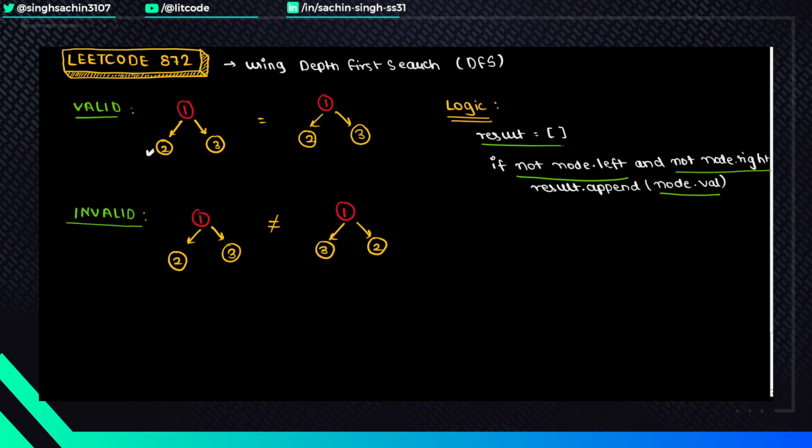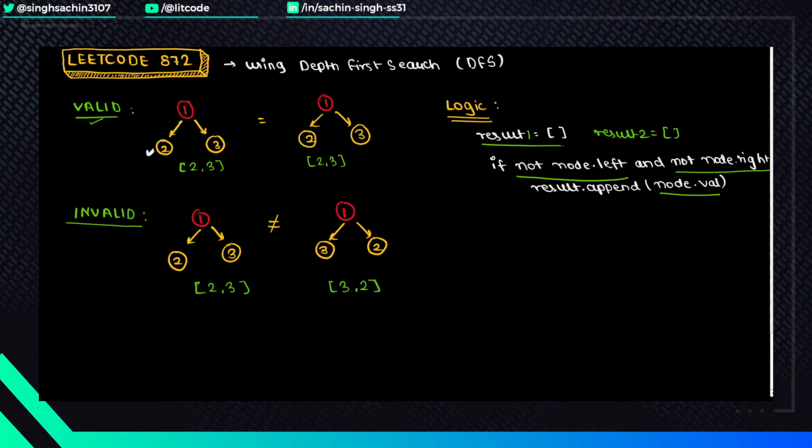We'll be keeping two arrays, let's say result1 and result2, and we will traverse the trees one by one and keep on appending the elements on the basis of this condition. Otherwise we will keep on calling the dfs method, which we will define recursively. So this one is a valid leaf similar tree because the sequence of the leaf nodes is similar, 2 3 and 2 3, but this one is not valid because the sequence is different, 2 3 and 3 2. So this is what we'll be doing.